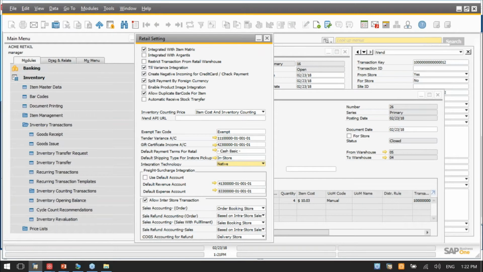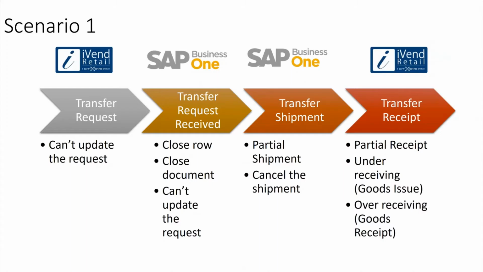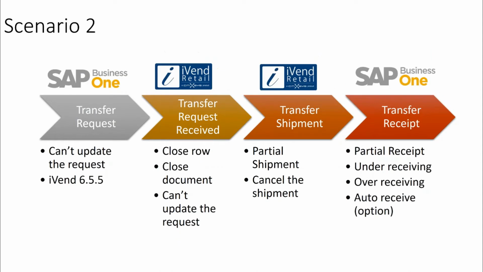That means if the stock transfer shipment is done on the iVend side and on the SCB side you don't want to do the last step to do the receipt, you enable this option, automatic receive the stock transfer. Okay. So we have gone through scenario one, that the transfer request will be raised from the iVend and shipment will be done from the SCB B1. So let's go to the second scenario. If you have any question, just raise it in the chat box, so I will have a look. Or at the end of the session, we can discuss.